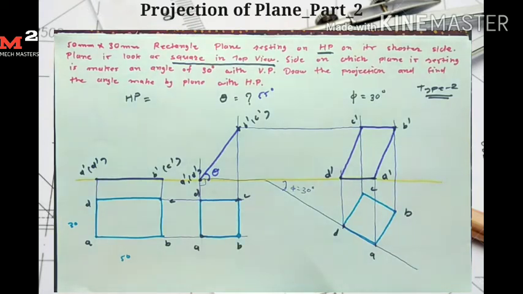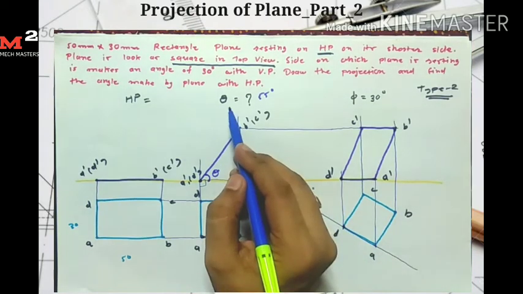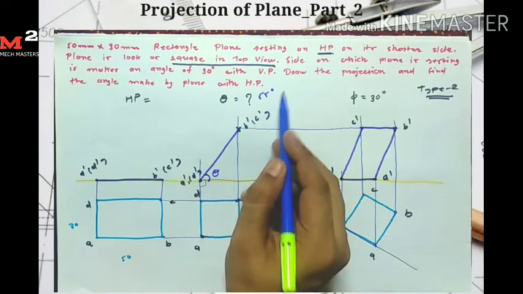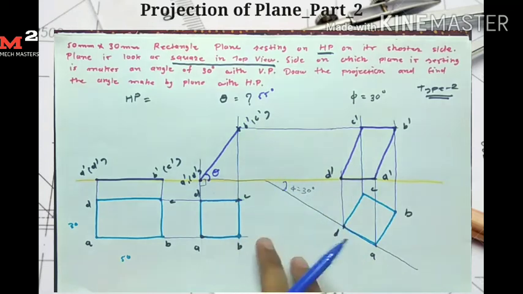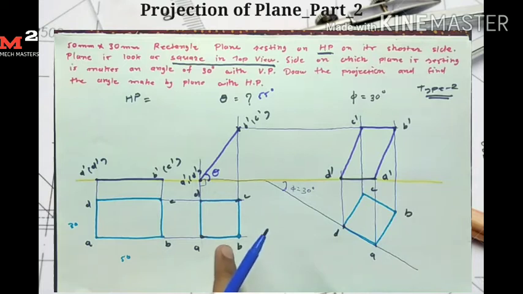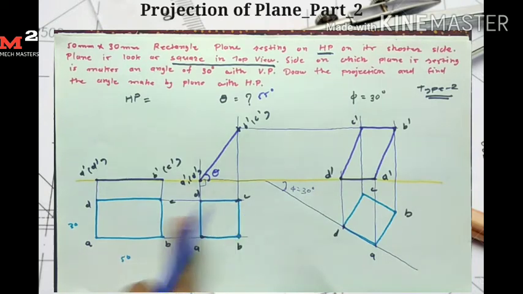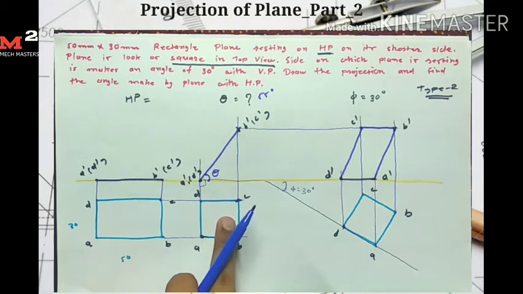So in this type, the intermediate angle is not given. Theta is not given. We require to find this angle theta. But for drawing the second stage, one condition is given. In this problem the condition given is that the plane looks like a square in the top view. So this rectangle looks like a square in the top view.